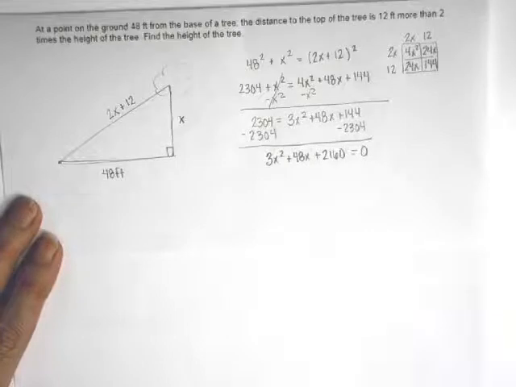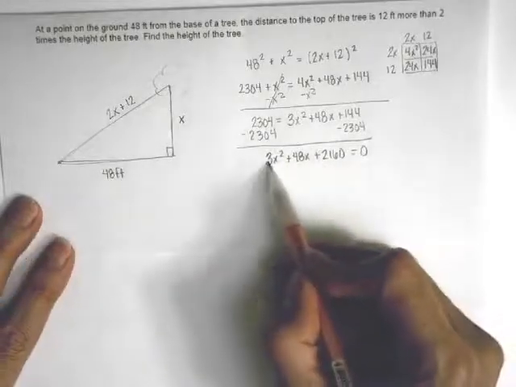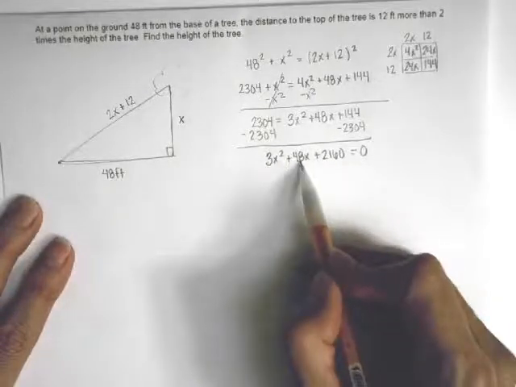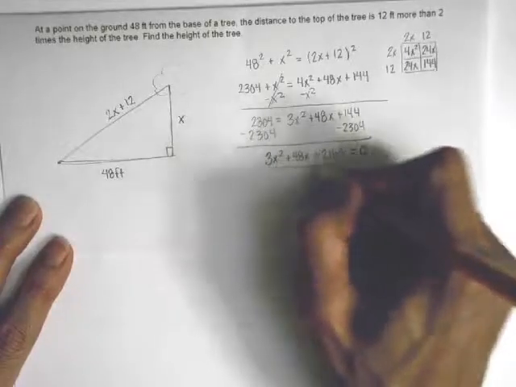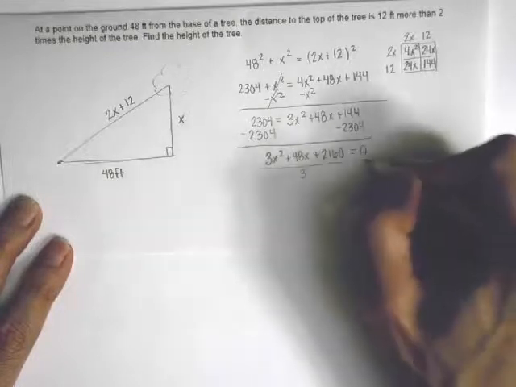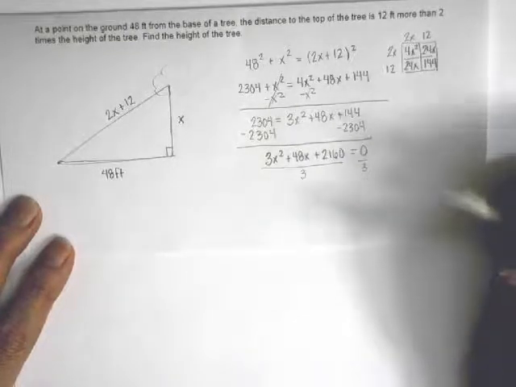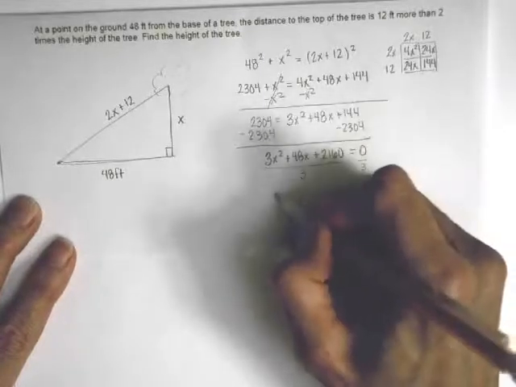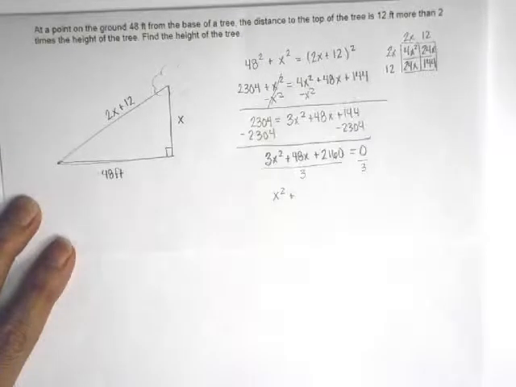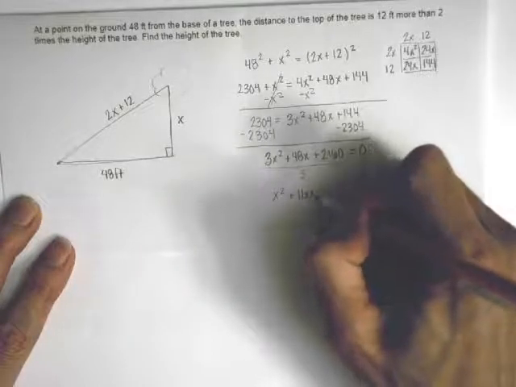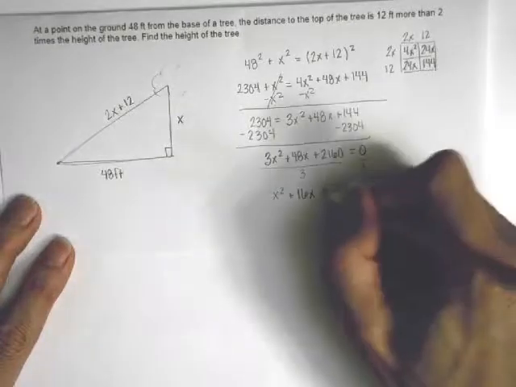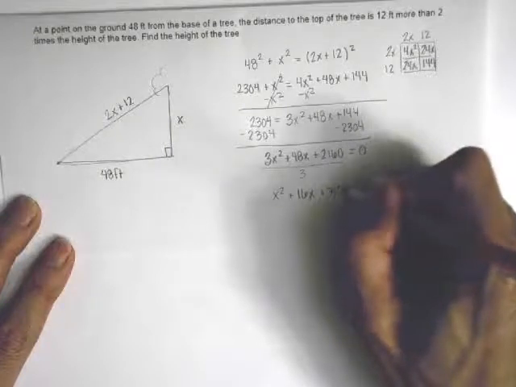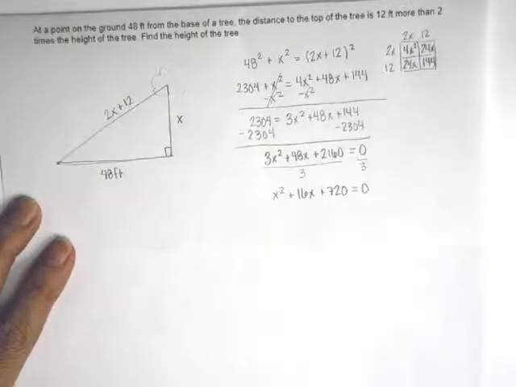To make this problem slightly easier, I recognize that 3 is divisible into this number, 48 is divisible by 3, and 2160 is divisible by 3. So I'm going to divide both sides of this equation by 3, just to make the numbers a little bit smaller. So when I divide this by 3, I get x squared. When I divide 48 by 3, I get 16x. And when I get 2160 divided by 3, I have 720. That will just make the numbers slightly smaller to work with, but it won't change the answers.